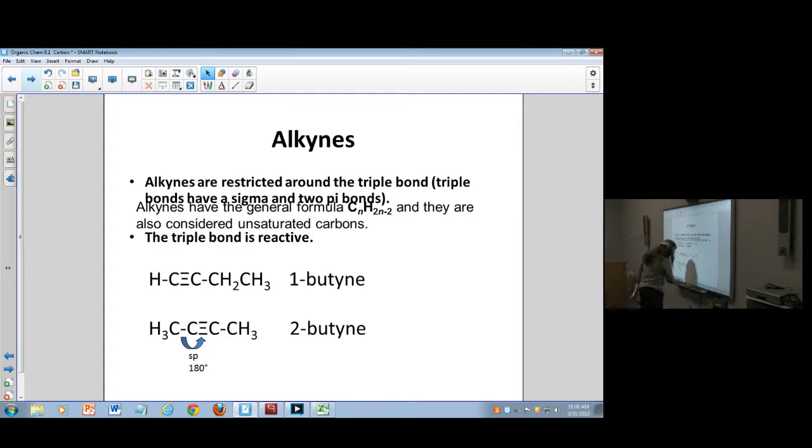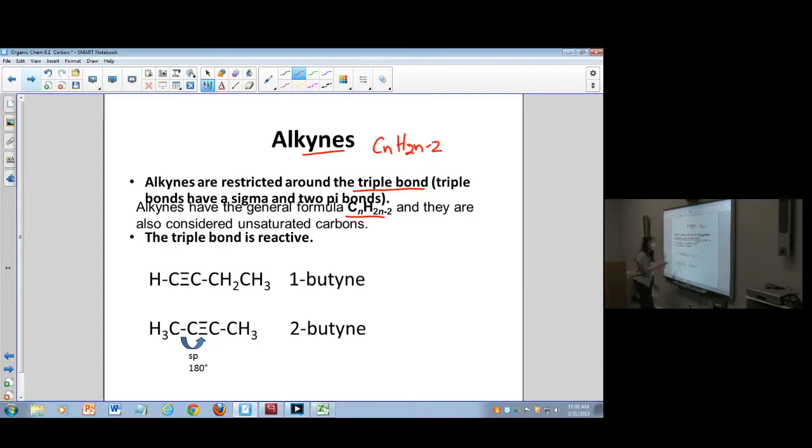Now there's one last series here, oh no, there's not one last series, but there's a next series called alkynes. Alkynes. They have a triple bond. They have a formula, CnH2n minus 2, and they're very reactive, but they have at least one triple bond.